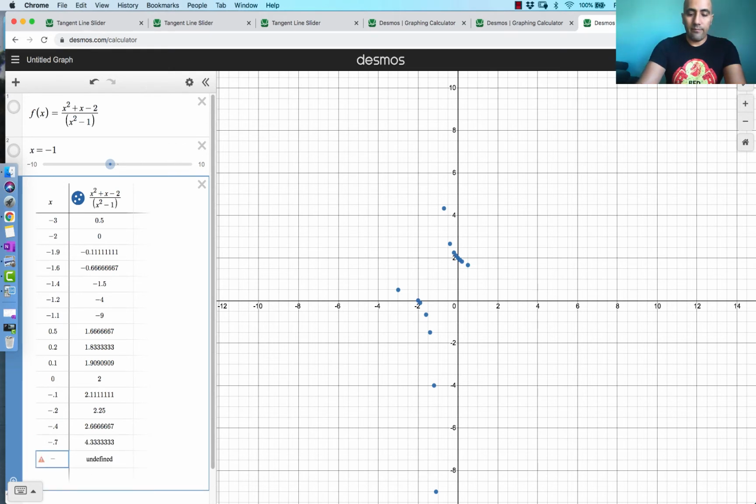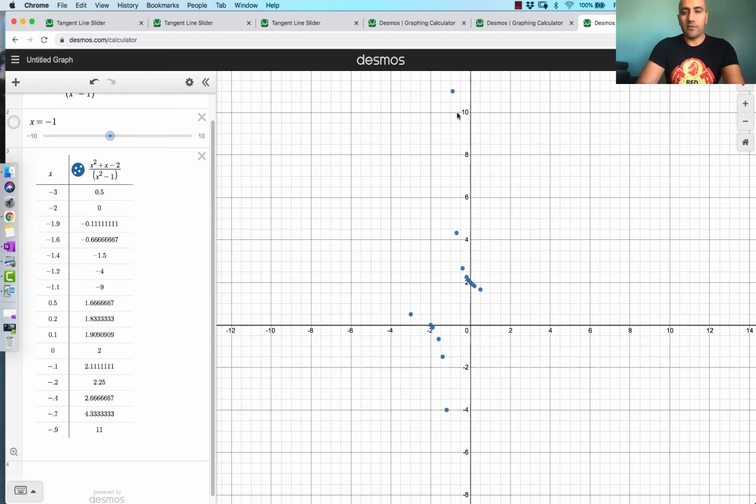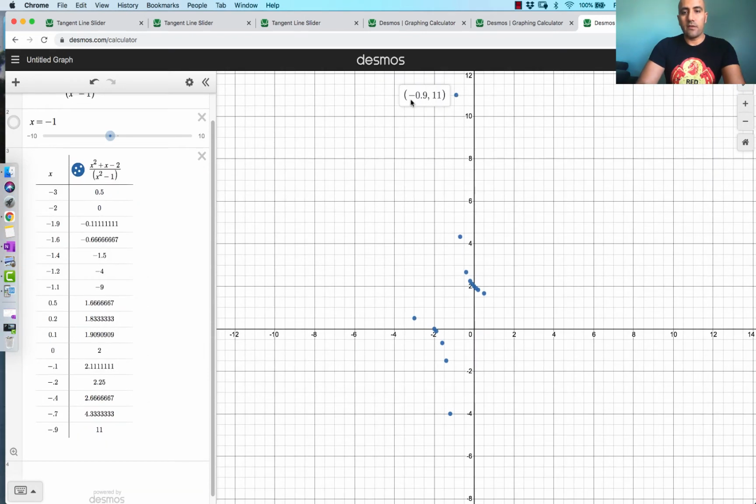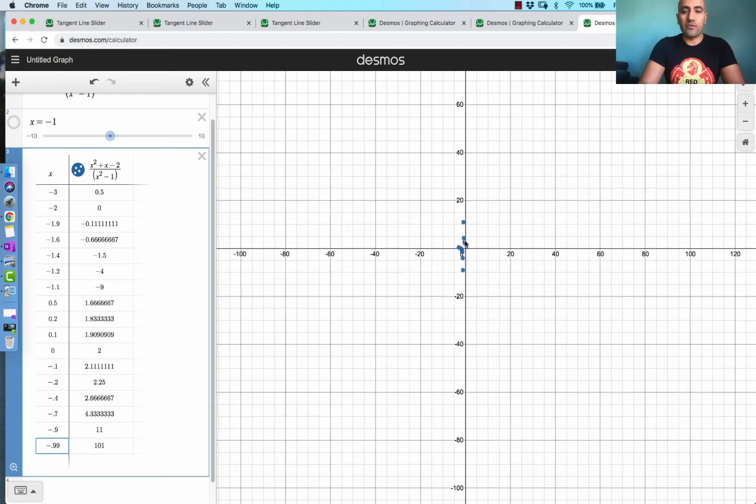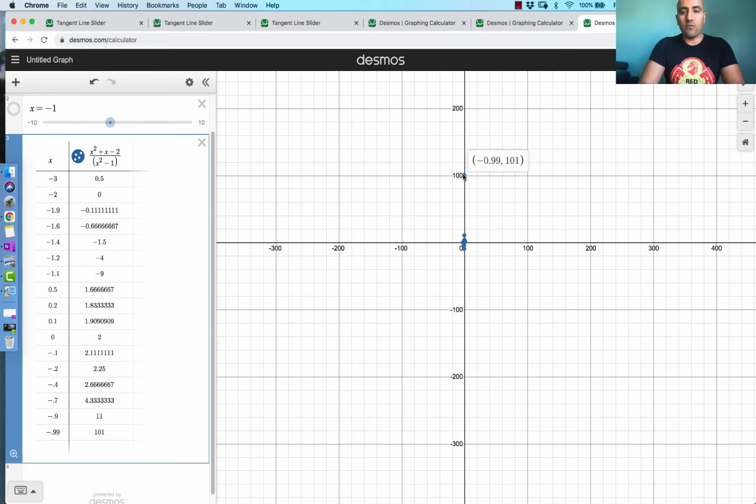About -0.9. And we get an 11. That's already out of bounds here. I got to zoom out. Here it is. -0.9 leads to an 11. And then if we get even closer, -0.99, well, that already leads to 101. It's already growing way out of control here. I'd have to zoom out a lot to find it way up there.